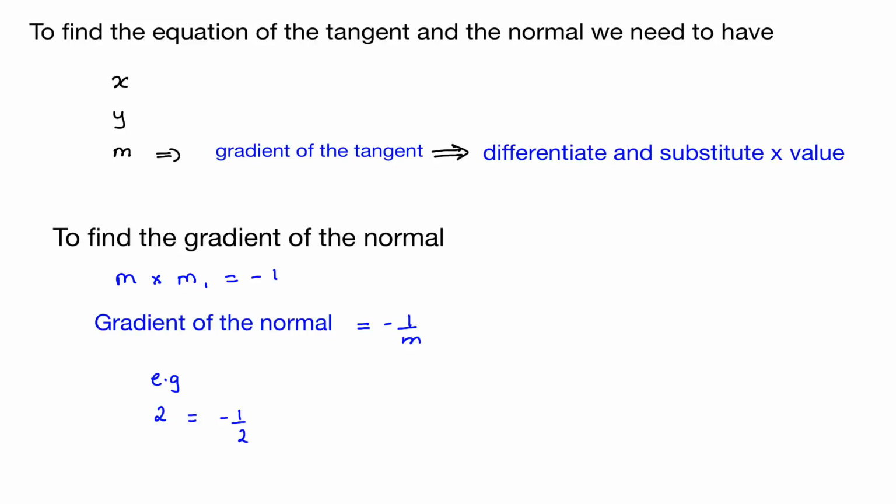Let's do another example. Gradient is -4 over 3. This is the gradient of the tangent. To find the gradient of the normal, we are going to flip this over. So it's going to be 3 over 4 and change the sign. And the other one is, let's say you have the gradient 1 over 7. When you flip this over, you're going to get 7 over 1. We do not write 7 over 1. We are going to write just 7. And as this is positive, gradient of the normal will be -7.